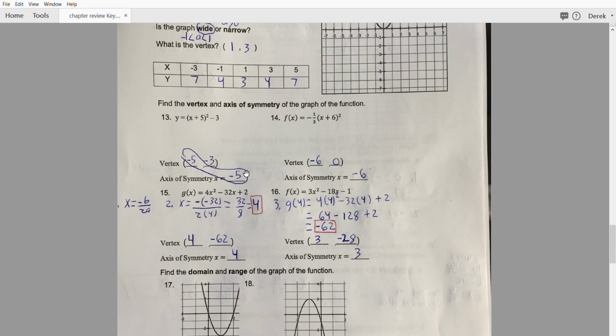Axis of symmetry, remember that is always the same as the x value of your vertex. Since the axis of symmetry, what splits it down the middle, runs right through the vertex. All right, so we'll do number 14 here.